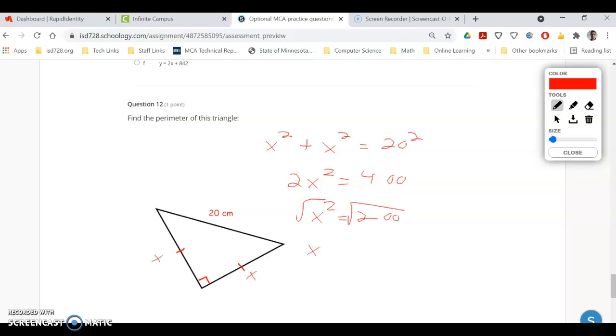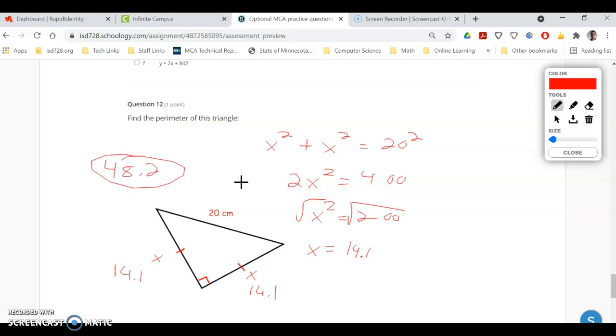The square root of 200, if we use our calculators, is like 14 point something. I'm just going to call it 14.1 to be simple. Basically our perimeter would be all those sides added together, so it'd be 28.2 plus 20. I think that would be 48.2 approximately for my perimeter.